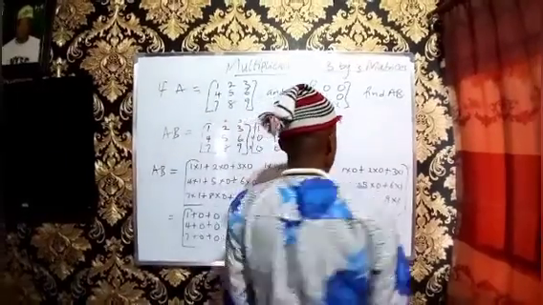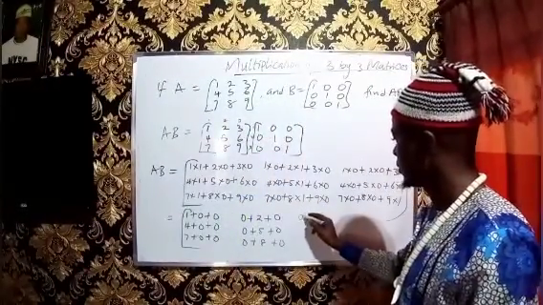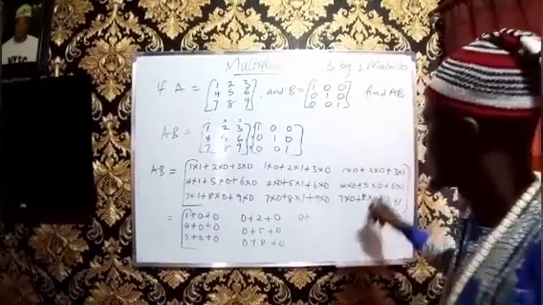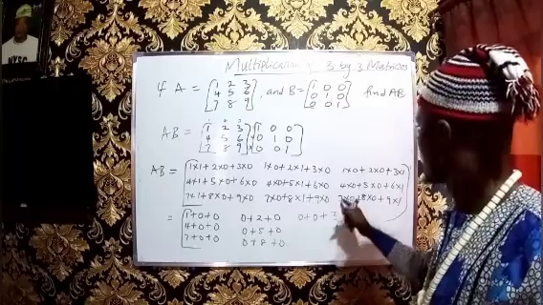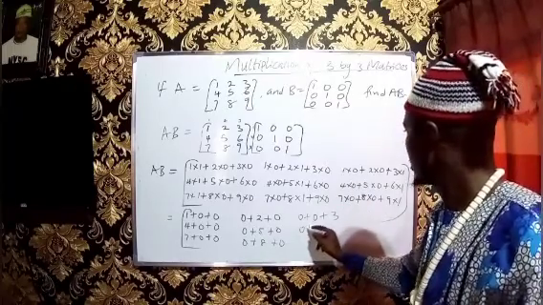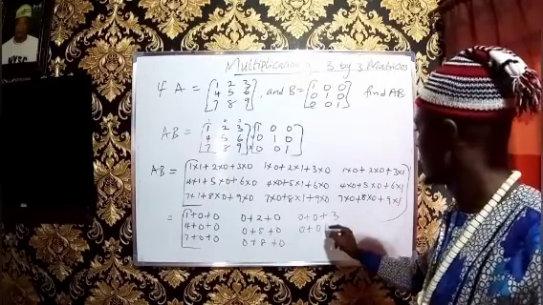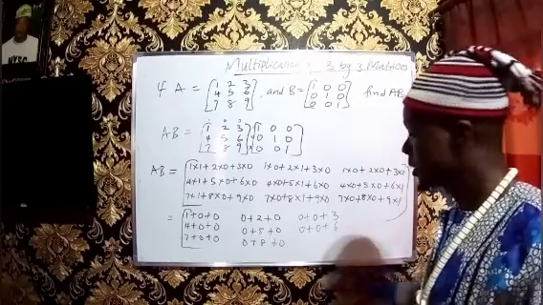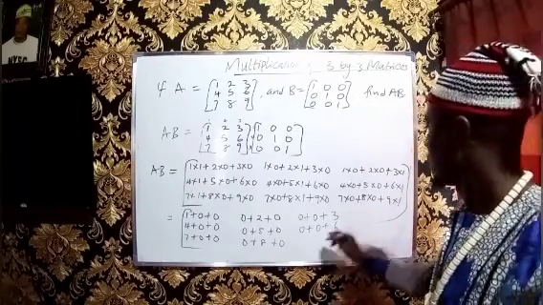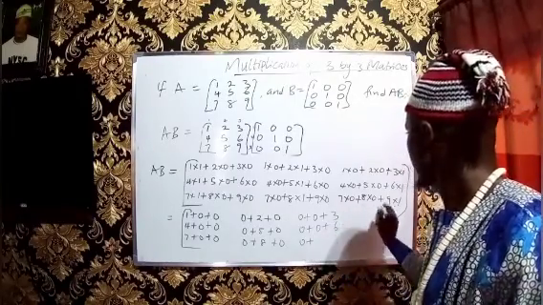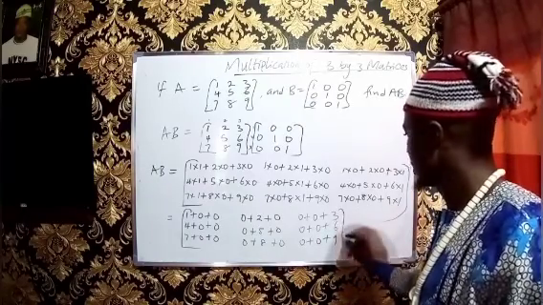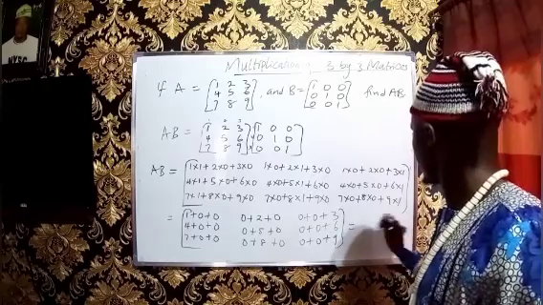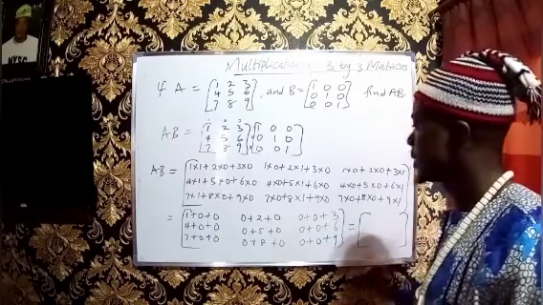You come to this side. 1 times 0 is 0, plus 2 times 0 is 0, plus 3 times 1 is 3. 4 times 0 is 0, plus 5 times 0 is 0, plus 6 times 1 is 6. 7 times 0 is 0, plus 8 times 0 is 0, plus 9 times 1 is 9. So at the end of the day, you've got to sum up to get your answer.